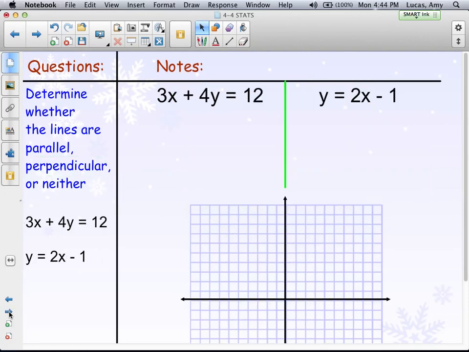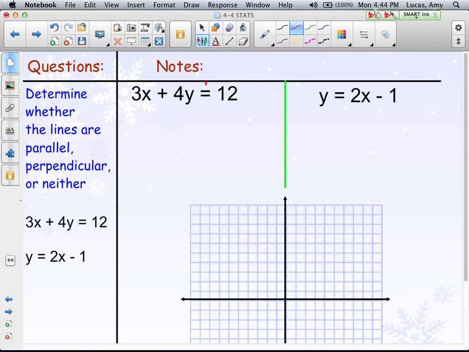My next example, the first equation is not written in slope-intercept form. It's written in standard form, so I do have a couple of options. I could graph the equation from standard form using the intercepts, or I could rewrite it into slope-intercept form. That's the method that I'm going to choose. So I'm going to move it over a little bit.